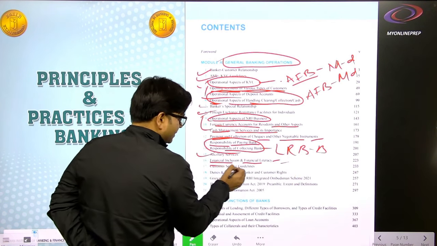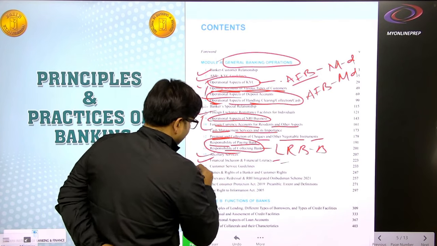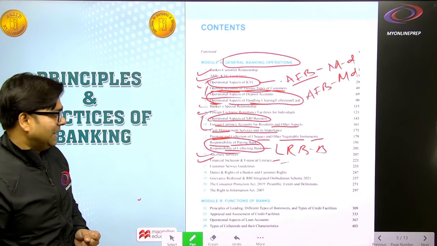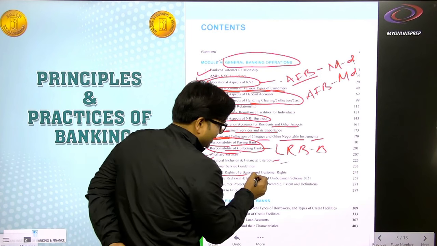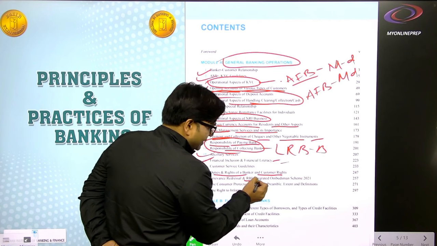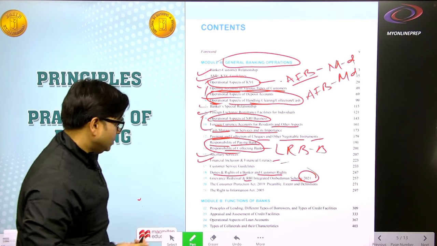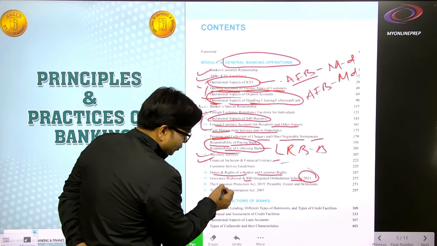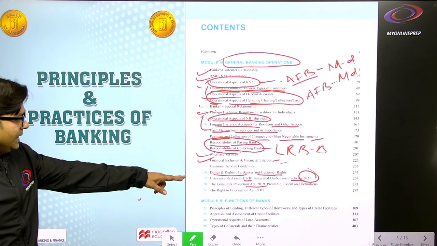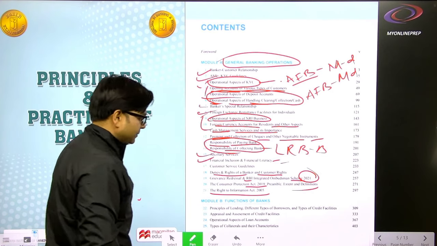Okay, customer service guideline, I think they have included a separate topic as customer service guidelines. Duties and rights of bankers and customer rights. Okay, grievance and redressal and RBI integrated ombudsman scheme 2021. Okay, the Consumer Protection Act 2019, preamble, extent and definition. The Right to Information Act.